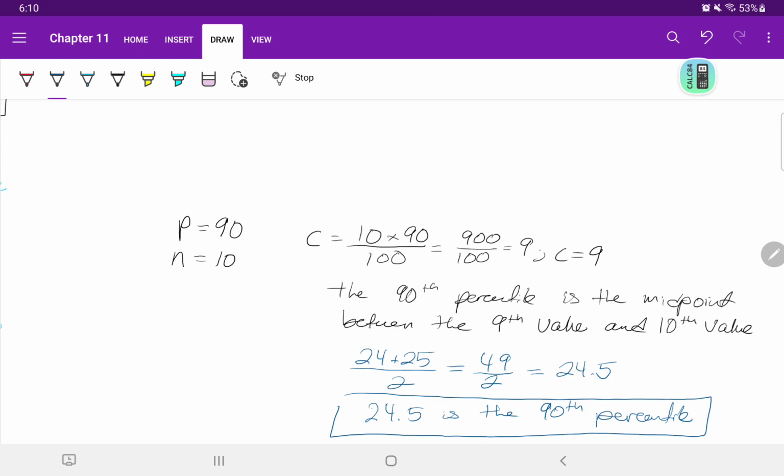And that is it for this question. All right, guys. Hope that made sense. Hope you understand how we complete both processes. When C is not a whole number, we round up to the next whole number. When C is a whole number, we need to find the midpoint, the middle value between that Cth value, which is the 9th value in this case, and the next value. And the number that is after 9 is 10.